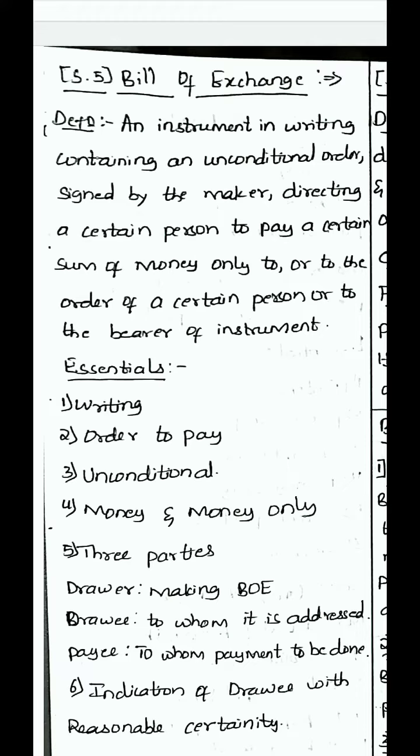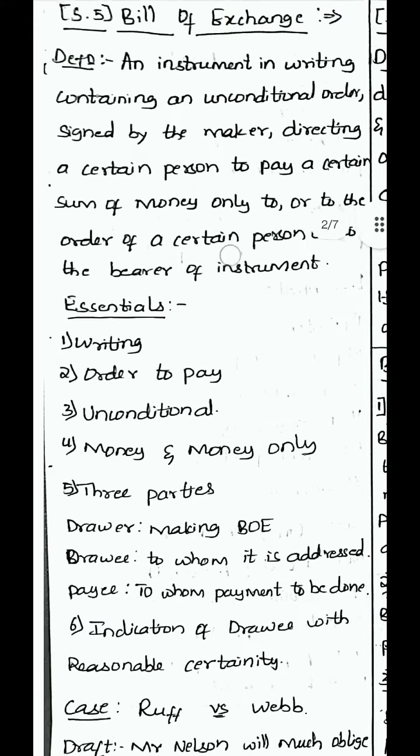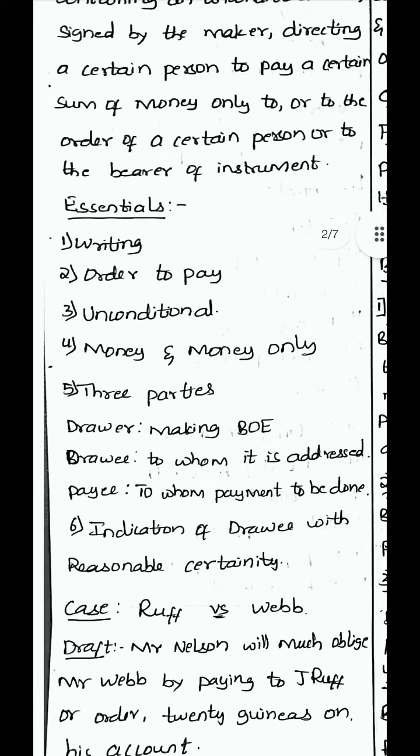Here the maker will order someone else, a third party, to pay on his behalf. So in a bill of exchange, the maker will order a certain person to pay on his behalf to a third person. So, essentials of a bill of exchange.